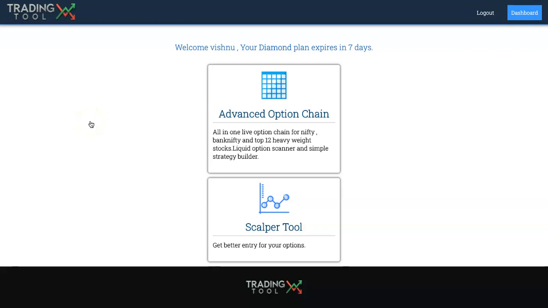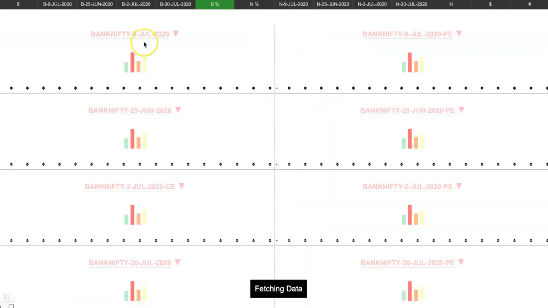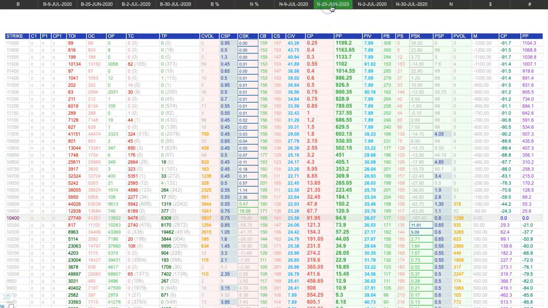Today I'm going to show the live demo of the IV chart and open interest chart. You can access that using the advanced option chain. After logging into your account, click on advanced option chain. Choose the expiry you want. I will choose the current week expiry, that is 25th June 2020.